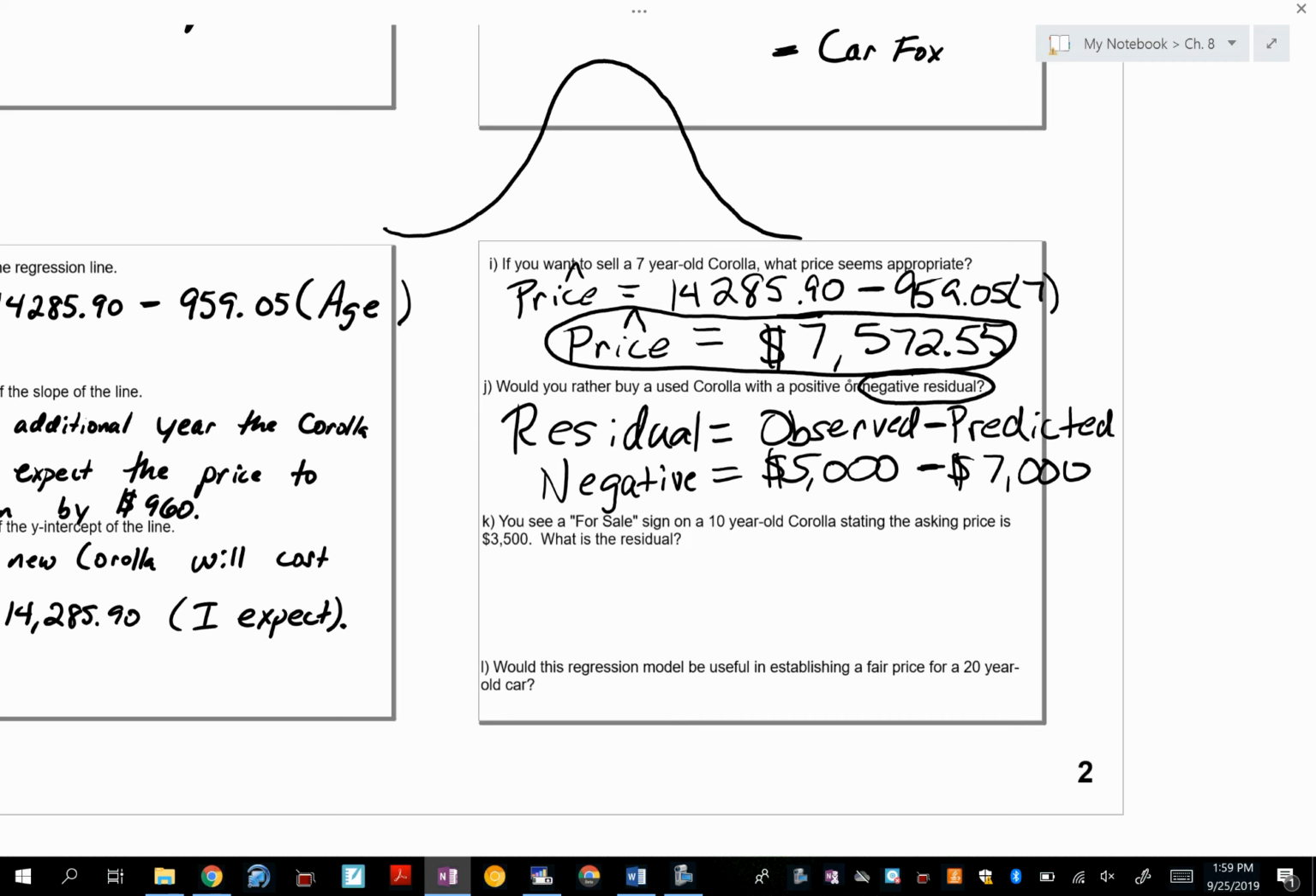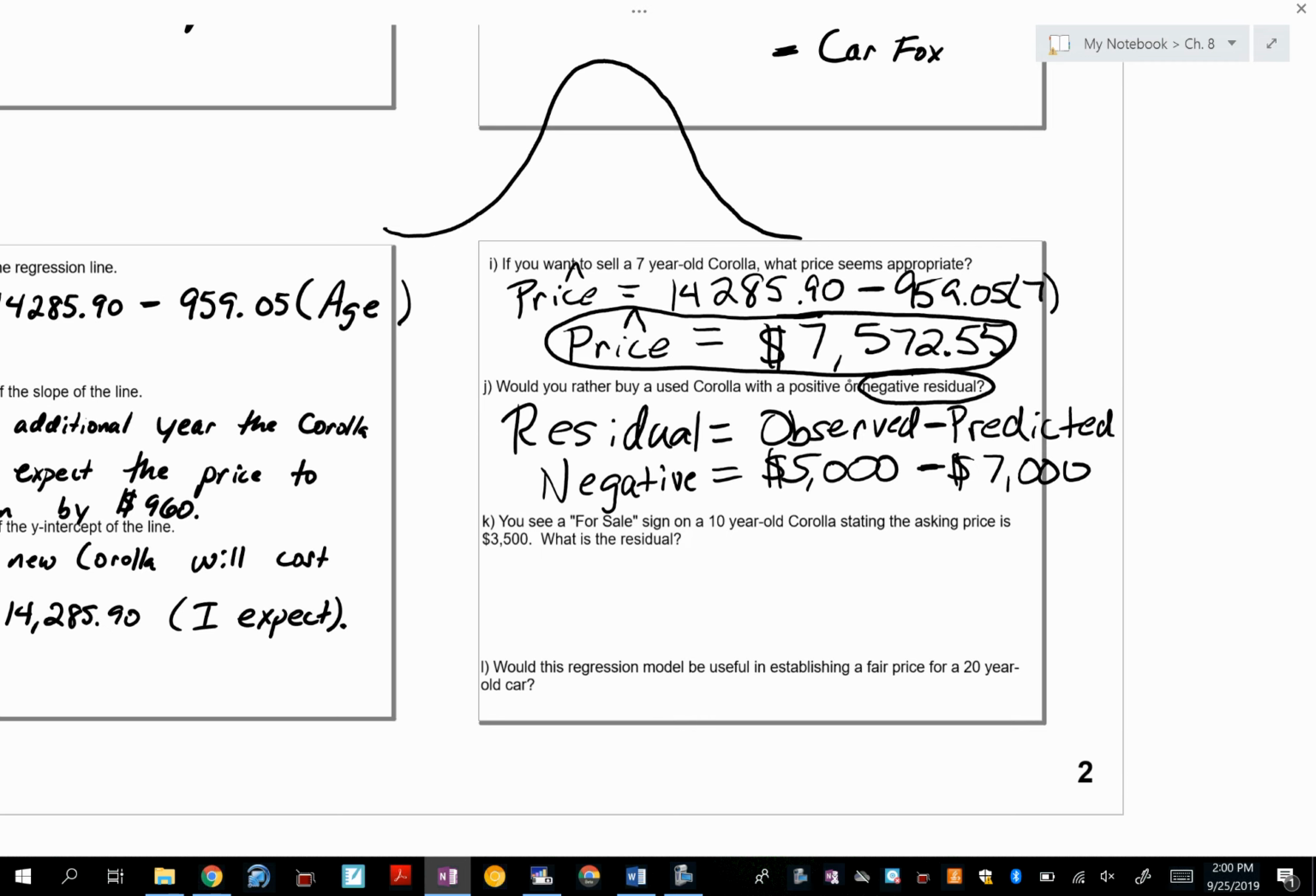Would it matter, based on the context, whether it's negative or positive? Yes, it would. Depending on the problem, on a different problem we do tomorrow or later on, you might be thinking positive is actually better for me. It really depends on what we're doing. If I'm the person buying a Corolla, that's how we were viewing J. We were not saying we were the seller. Okay, let's skip K for now.